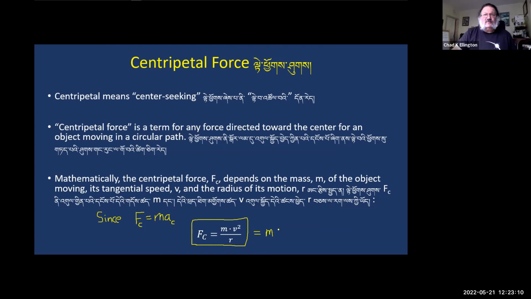we can see that this expression would be equal to mass times centripetal acceleration.